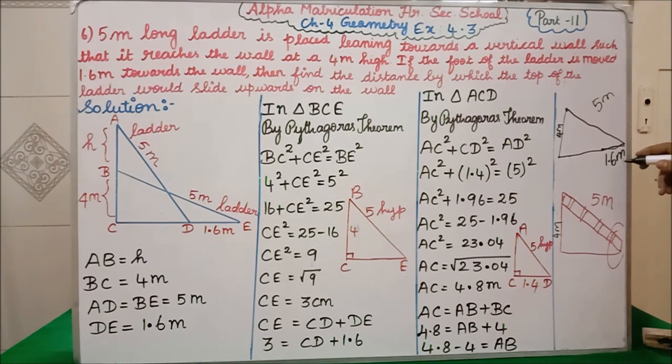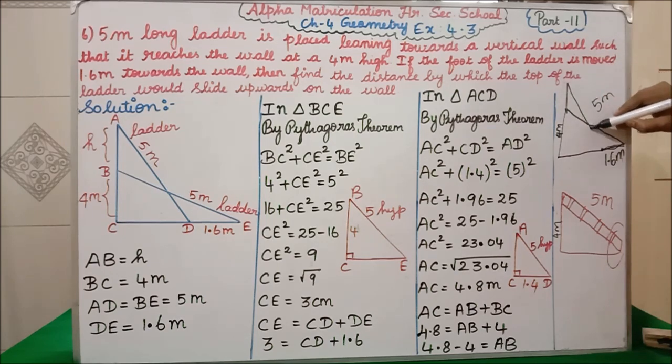1.6 meter distance it has moved. Clear? Now it has moved 1.6 meter from here. When this side is moving, then this portion will also move up, isn't it? If this side is now placed, this side will also move. Now the ladder is placed like this.